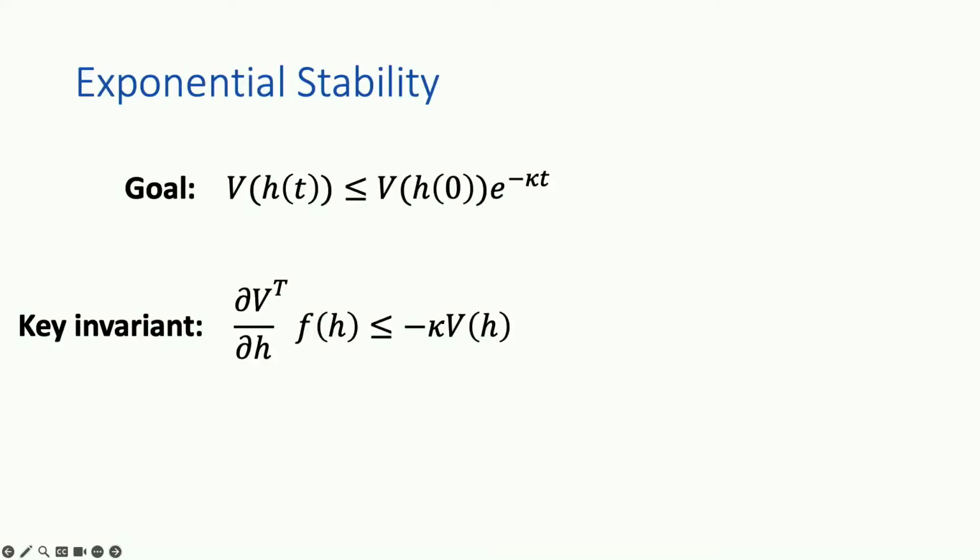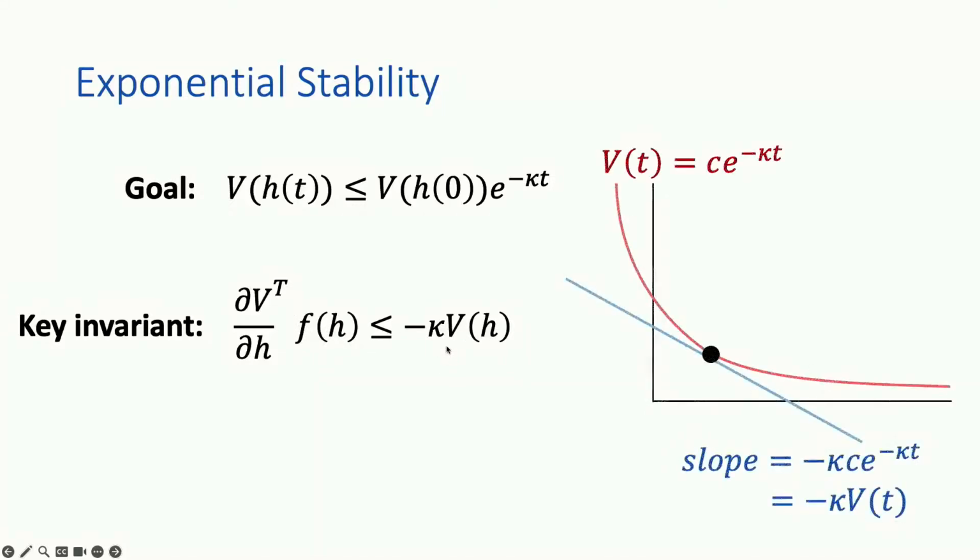The choice of the exponential is that it has this key invariant that's time independent, which is that at any point in time, the rate of decay of my potential function with respect to the dynamics of my ODE is a constant factor of my current potential. This is just a standard property of self-similarity between an exponential function and its derivative. This is just a standard implication.